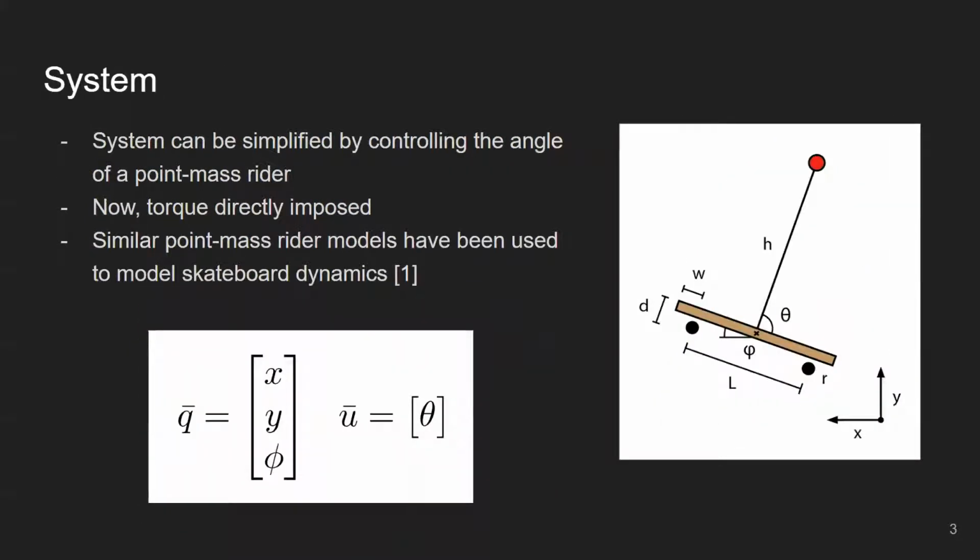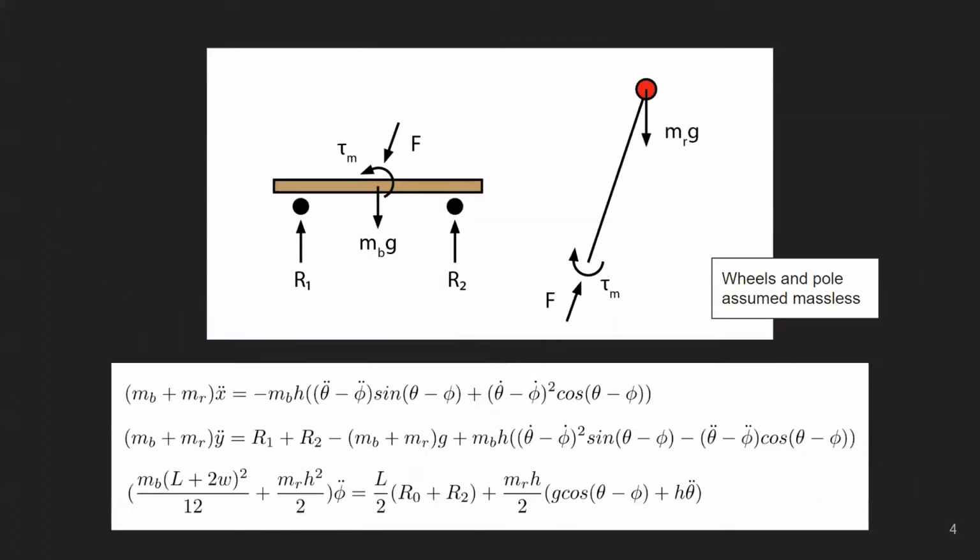This system can be abstracted to 2D and simplified by controlling the position of a point mass relative to the board with a motor. This motor can then be used to directly impose torque upon the board, without requiring two foot reaction forces. In effect, the angle of the point mass can be controlled to change the position and orientation of the board. The dynamics of the system were determined by hand using the free body diagrams shown below. Wheels were assumed massless relative to the board and rider, allowing friction to be ignored.